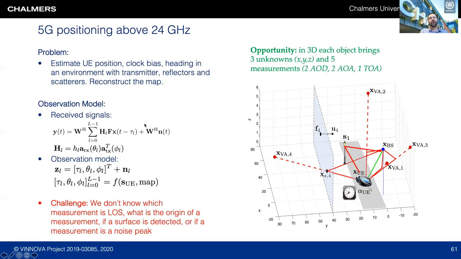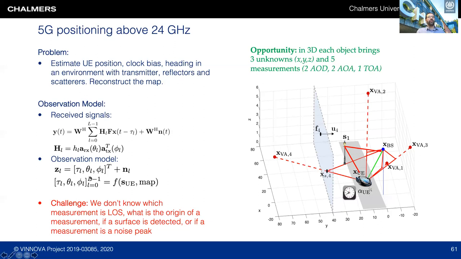Now, the first step is the channel estimation step, where we try to estimate from this observation the parameters of delays and angles. And then, given these delays and angles, we want to then solve for the user state and the map. So the challenge here is that we don't know which of the measurements comes from which object, right?